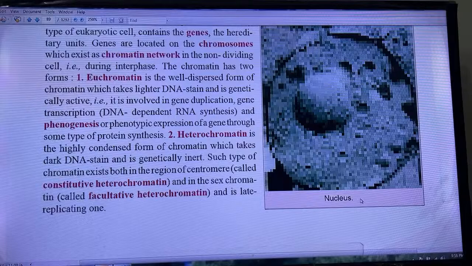Euchromatin is the well-dispersed form of chromatin which takes light DNA stain and is genetically active. It is involved in gene duplication, gene transcription, DNA dependent RNA synthesis, and phenogenesis or phenotypic expression of a gene through some type of protein synthesis.